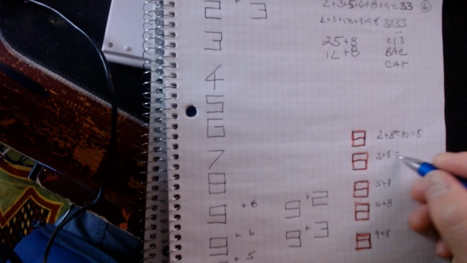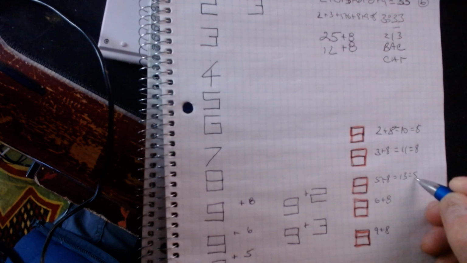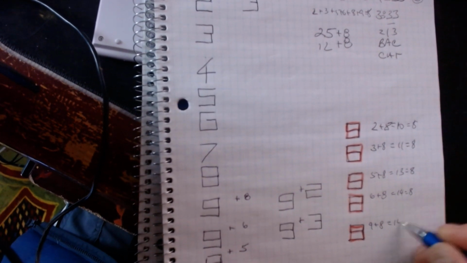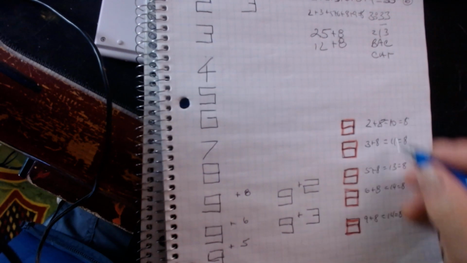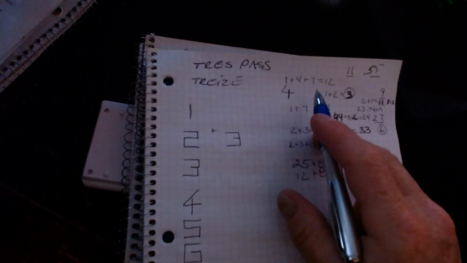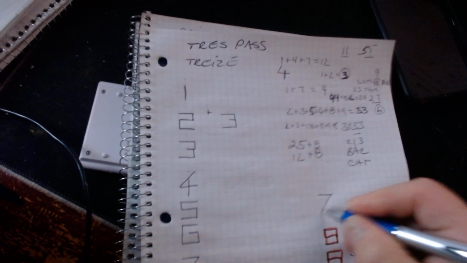Equals design 8, equals 11, equals design 8, equals 13, design 8, equals 14, design 8. So everything fits into the heavens. All these numbers fit into the heavens. But the 147 doesn't fit into the heavens, because when you draw the 7 and the 1 out, you end up with the 4.